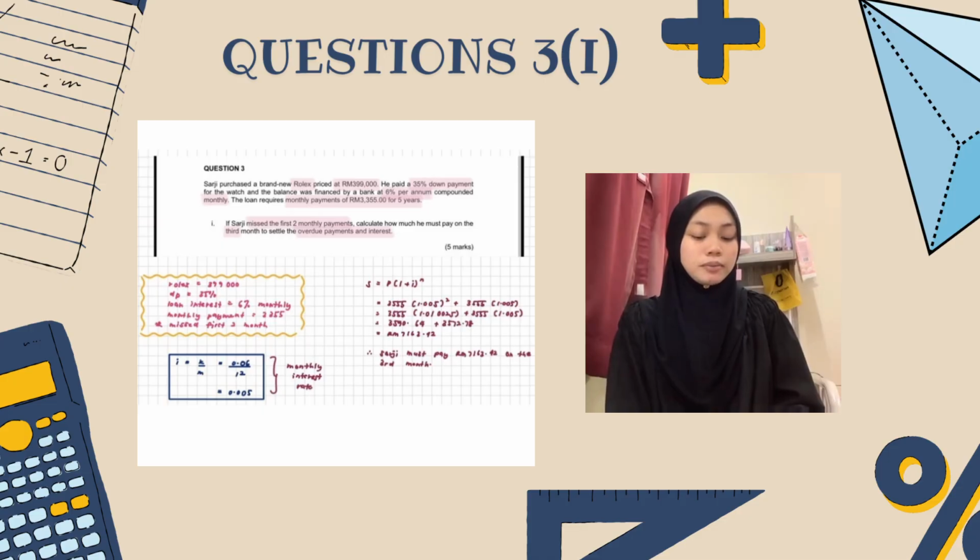Since Sargent missed the first 2 payments, the first payment accumulates interest for 2 months. So 3,555 ringgit in bracket 1.005, power 2. The second payment accumulates interest for 1 month. So 3,555 in bracket 1.005, power 1. Now calculate both amounts. We calculate 3,555 in brackets 1.005 power 2 and then plus 3,555 ringgit in brackets 1.005 equals to 1,570 ringgit and 78 cents. Add both of the payments together and it makes 7,163 ringgit and 42 cents. So Sargent must pay 7,163 ringgit 42 cents on the third month to settle the overdue payment and interest.